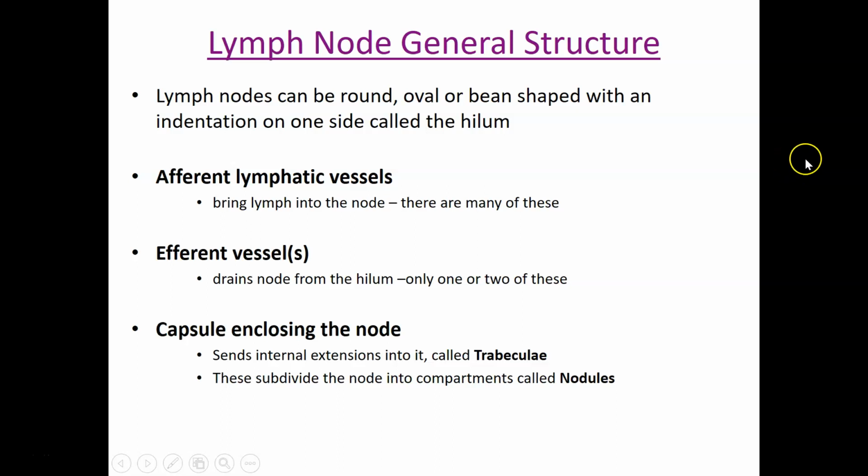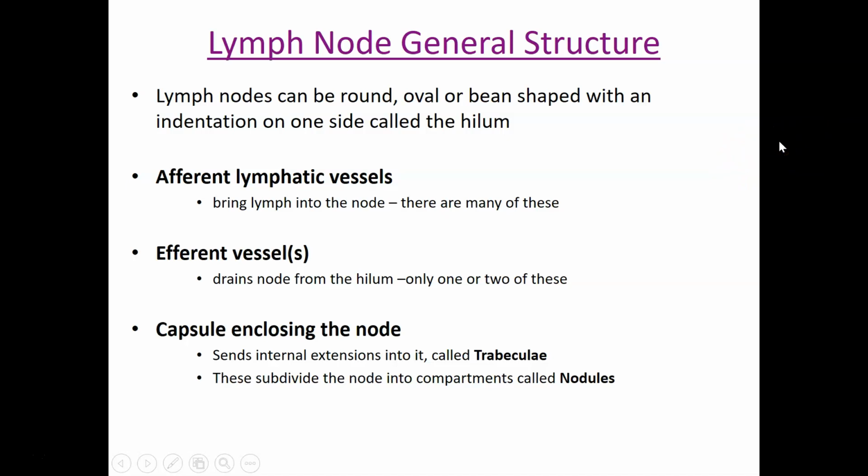All right, so just to review terminology that was in that video, lymph nodes, general shape, they vary somewhat from round to oval to kind of bean-shaped. They have a large number of vessels bringing lymph in. Those are called the afferent vessels. And they have a few, usually one or maybe two vessels draining lymph out from, if it's a bean-shaped lymph node, from the hilum, the indented side of the node. Those are called the efferent vessel or vessels.